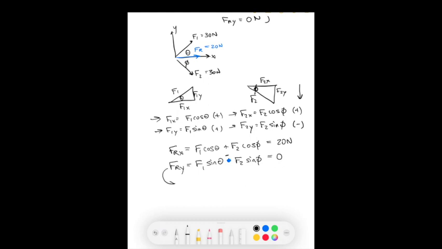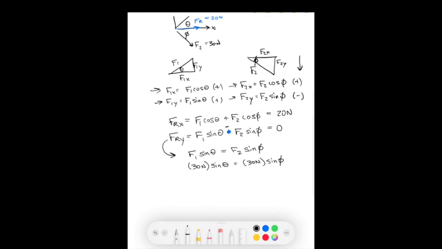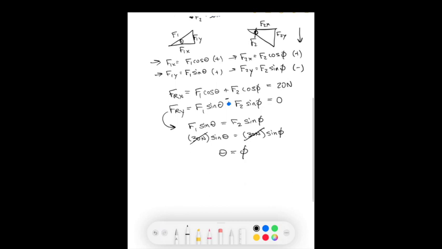The first thing we can do is solve this equation, because we see that F1 sine of theta is equal to F2 sine of phi. This is 30 newtons, and this is also 30 newtons. So these cancel each other out, and theta is equal to phi. This will be helpful because now we can use that information to solve our second equation. We have two unknowns and two equations, so let's solve this one.